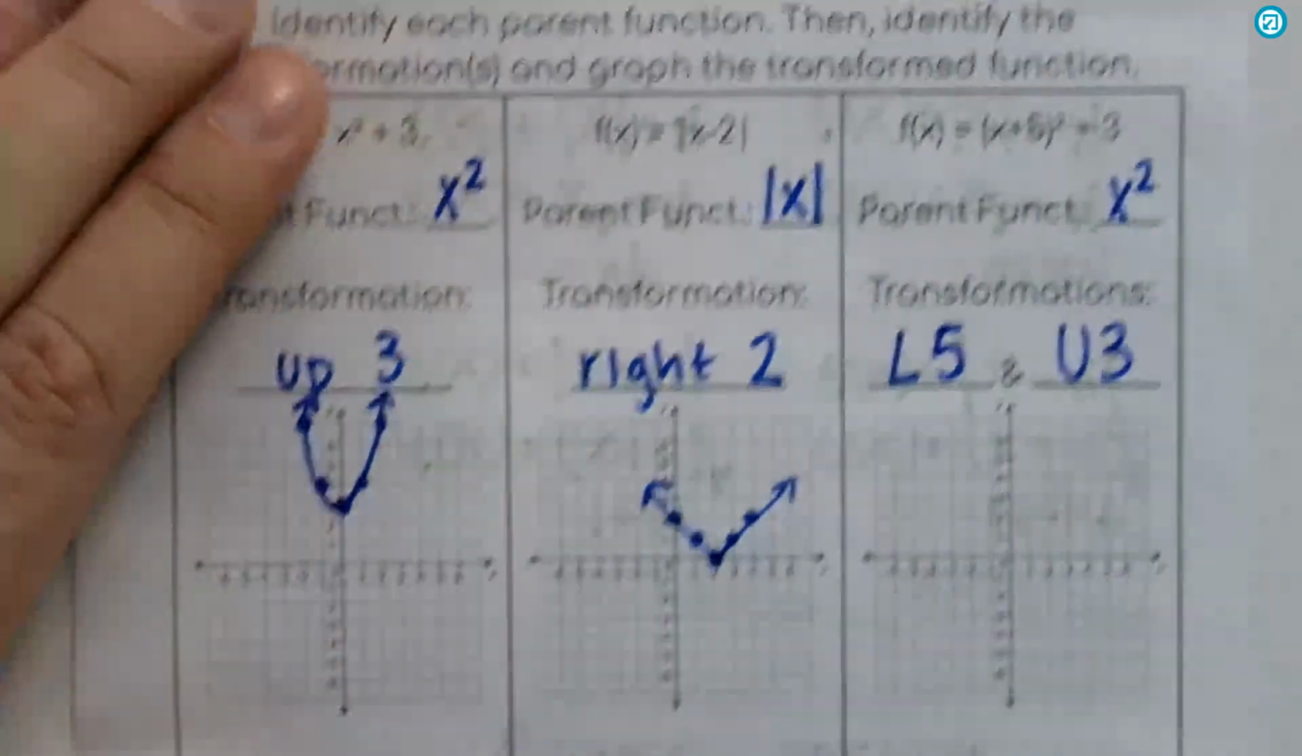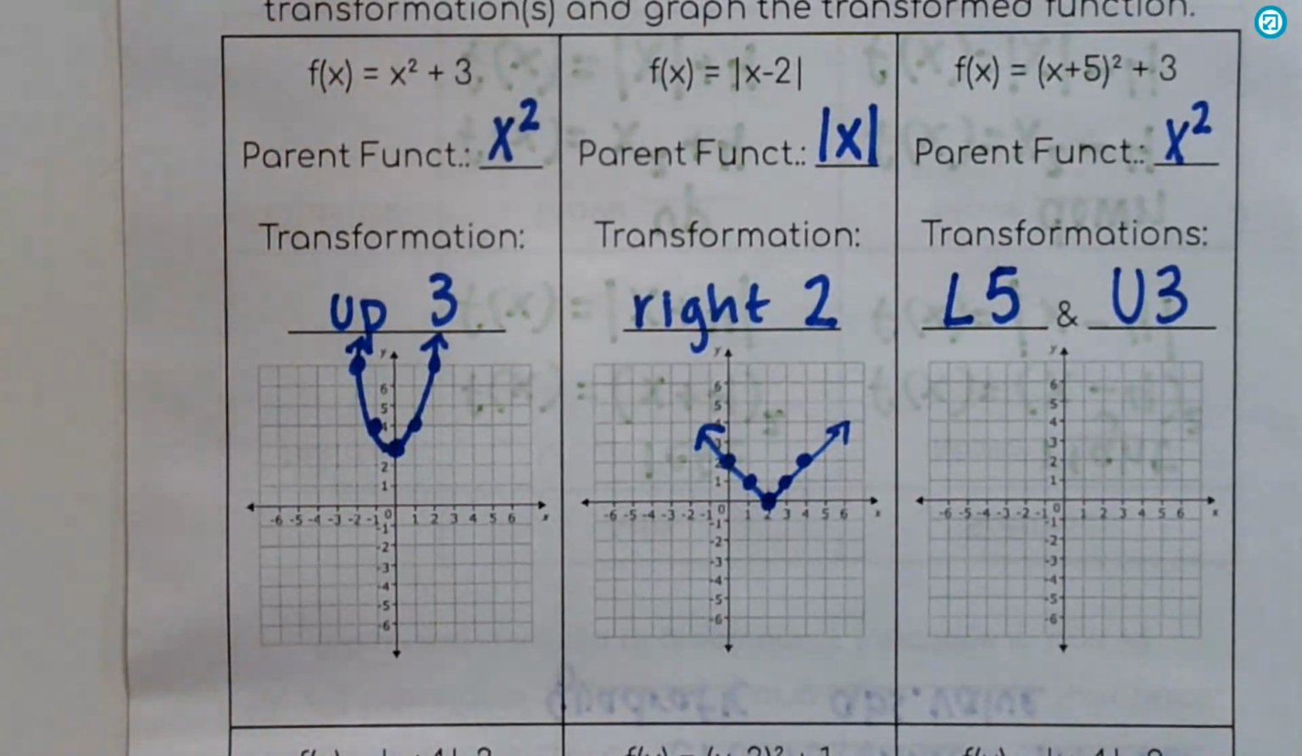Your first transformation is always going to be left or right. Your second transformation is always going to be up or down. Just remember that. You got to go somewhere before you can go up or down. You got to go left or right before you can go up or down.